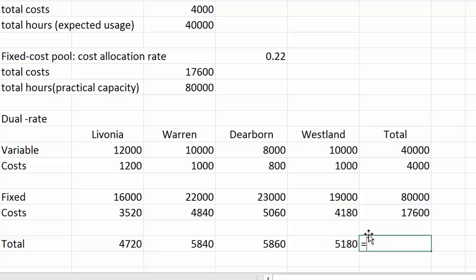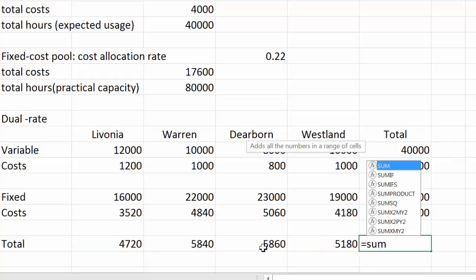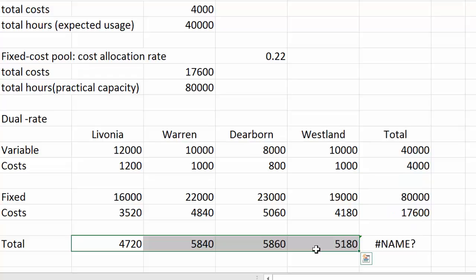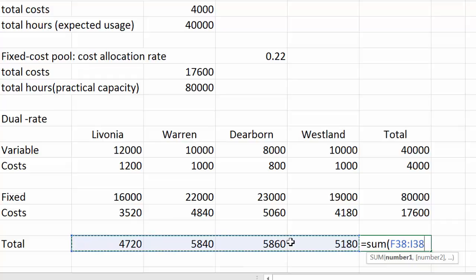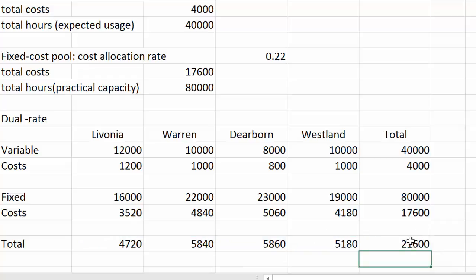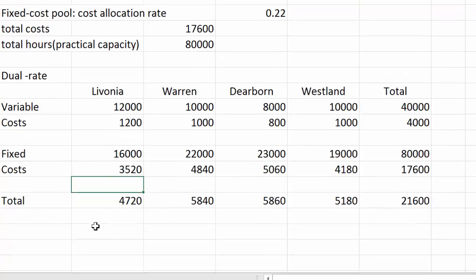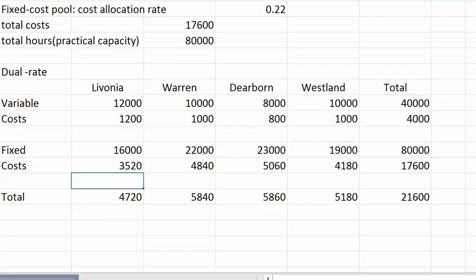Okay, so now you can add all these 4 numbers together. Sorry, I don't know what's happening here. Okay, so you get 21,600, which is exactly when you add 4,000 to 17,600. So now you're kind of done with the part 2 question.